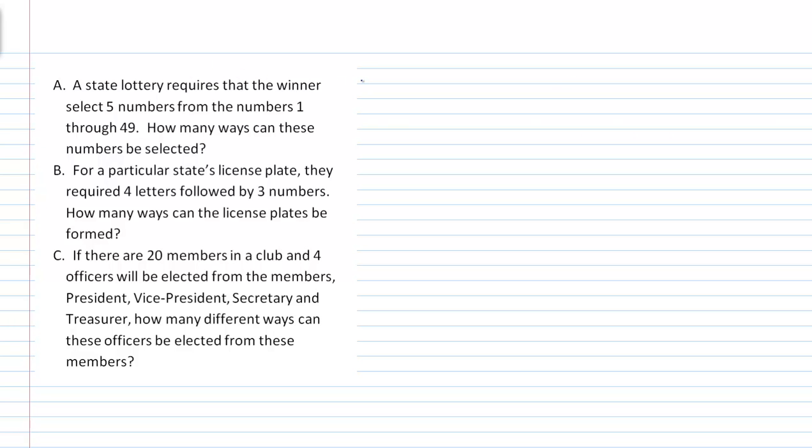In this case, order doesn't matter. And in this case, once we've selected a number, we can no longer select it. So this is a combination of 49 objects, taking 5 of them. That gives us 49 factorial over 44 factorial, that is the difference between these two, and 5 factorial.